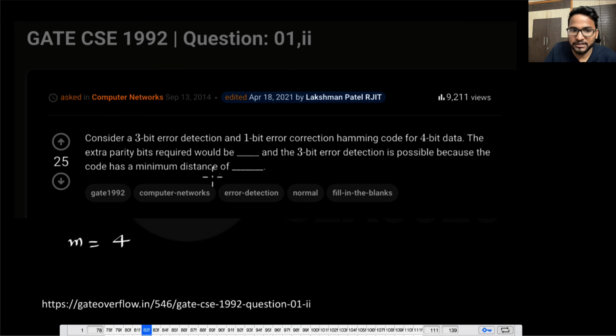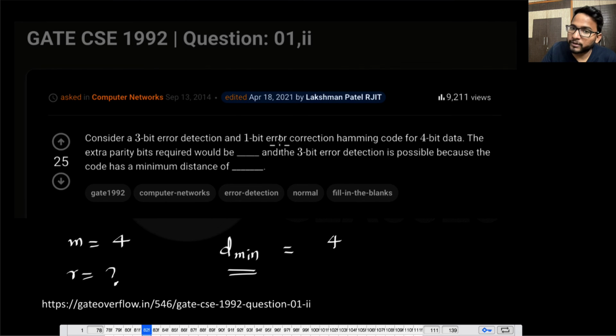What they are actually asking about is the extra parity bits. So they are asking about r, and they are also asking about d minimum, that is, what should be the minimum Hamming distance such that 3-bit error detection is possible. See, to detect 3 bits, you need a minimum Hamming distance of 4.